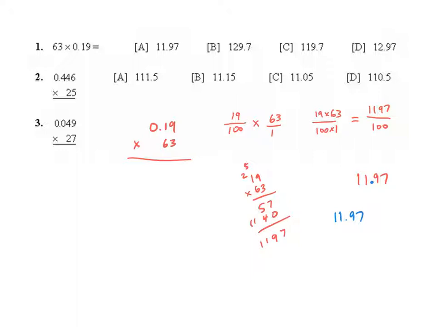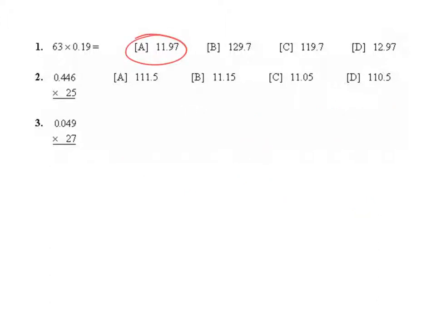And in this case, I had 1 10, 2 10s, so I had 2 10s that I needed to shift my digits at the end of the problem, because I was dividing by 2 powers of 10. So all I did is I multiplied this out, got 1,197, and then I shift my digits 2 places, so I get 11.97. Let's look at question number 2. We have 0 and 446 thousandths multiplying by 25.